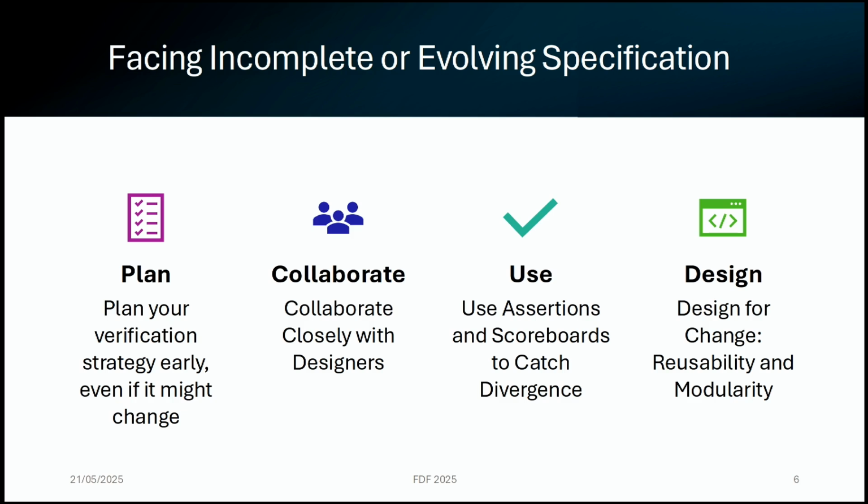Second point is collaboration. Collaborate closely with designers. Of course, if you're not writing the design, there is someone that is writing it, and you want to talk to them. And mostly, if the specification is incomplete, you want to try to figure out with them what the design is supposed to do in some cases. Usually, just by discussing one use case of a feature, you can figure out up to 80% of that feature, statistically speaking.